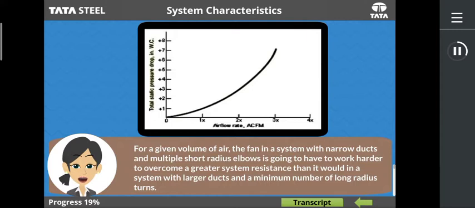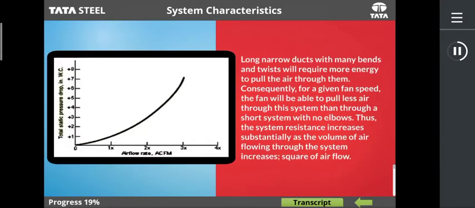For a given volume of air, the fan in a system with narrow ducts and multiple short radius elbows is going to have to work harder to overcome a greater system resistance than it would in a system with larger ducts and a minimum number of long radius turns. Long narrow ducts with many bends and twists will require more energy to pull the air through them. Consequently, for a given fan speed, the fan will be able to pull less air through this system than through a short system with no elbows.